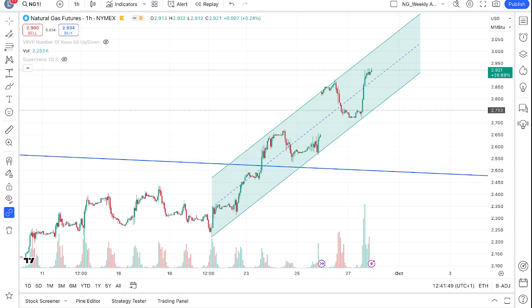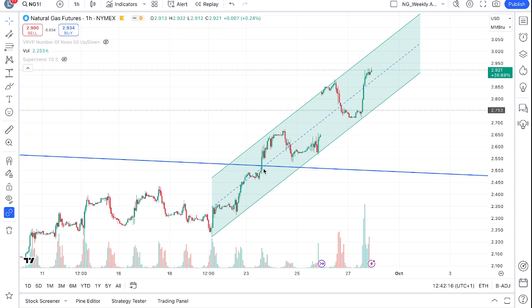People who've been following me for a while know that I usually prefer to analyze the charts on the daily, 4 hour, and 1 hour time frames, the hour being my most preferred one. So let's get back to the charts. Here we have the chart of natural gas, NG1, the natural gas continuous contract, and we are on the hour time frame.